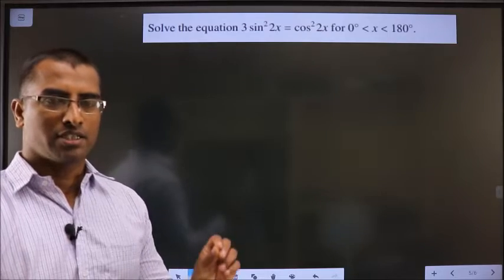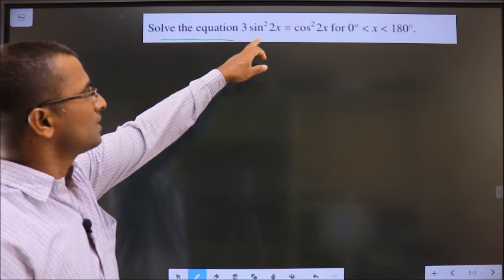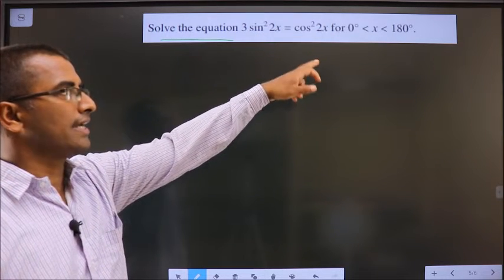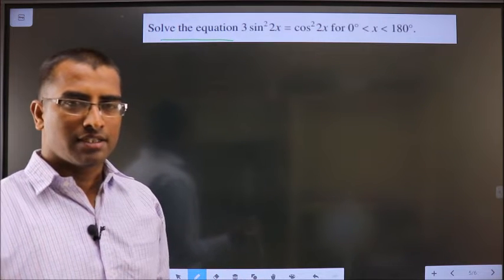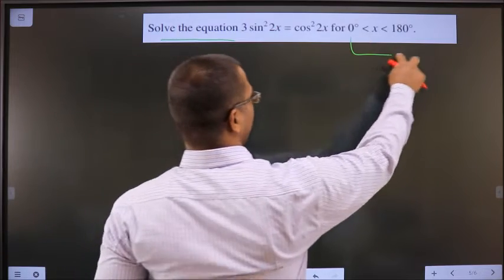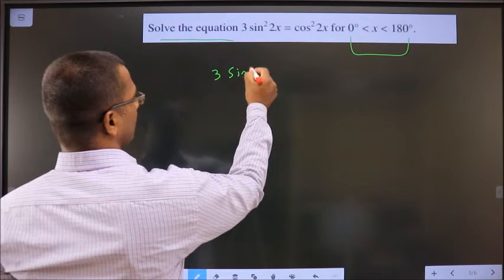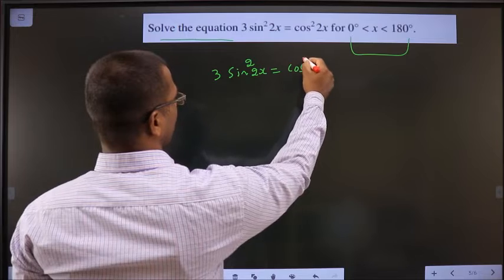Let us solve this trigonometry sum. Solve the equation 3 sin square 2x equal to cos square 2x for x lies between 0 and 180. The question is, you need to find the values of x in this interval satisfying this condition: 3 sin square 2x equal to cos square 2x.